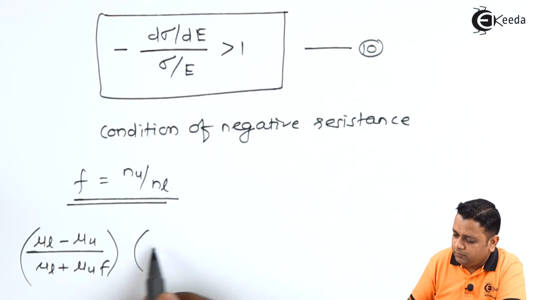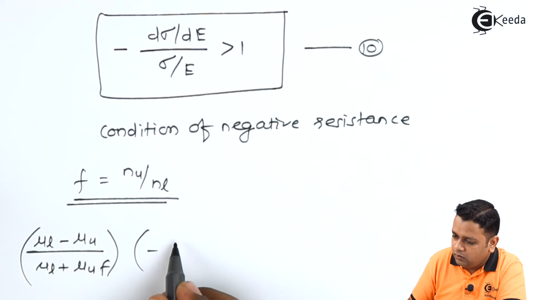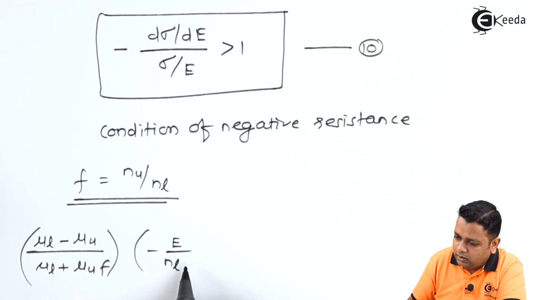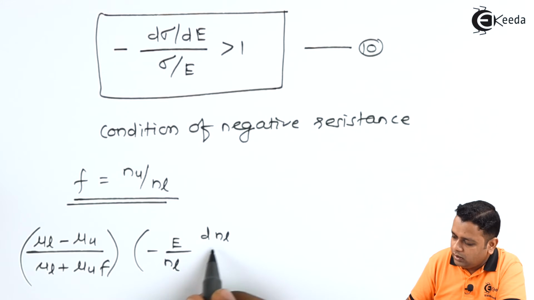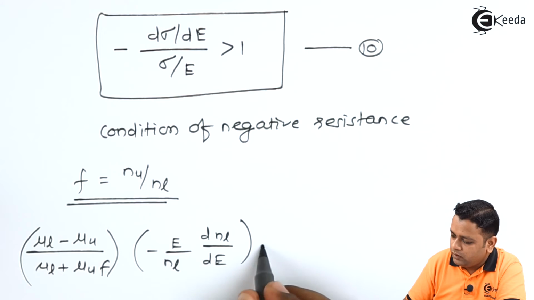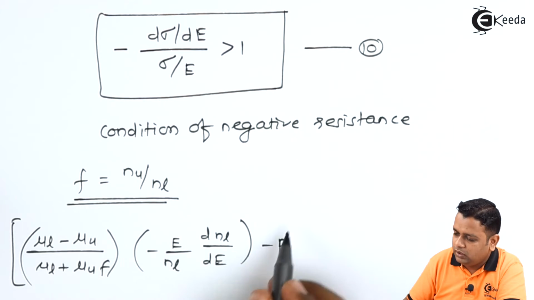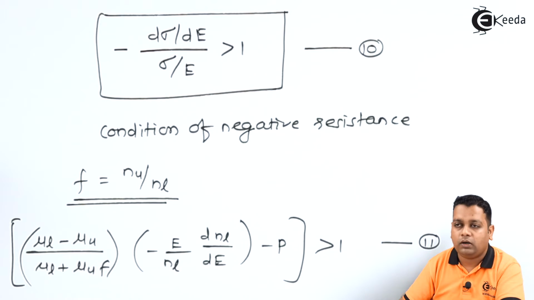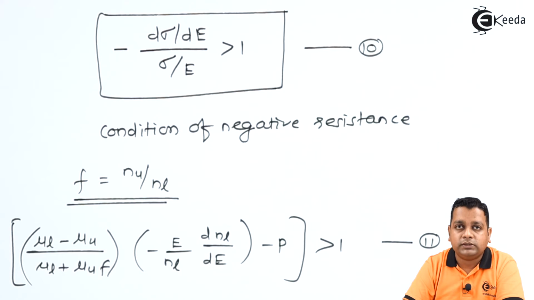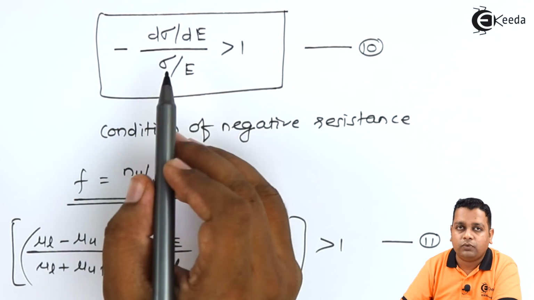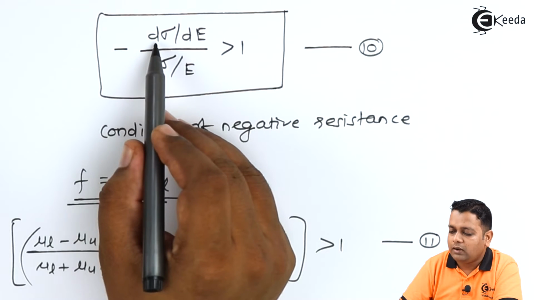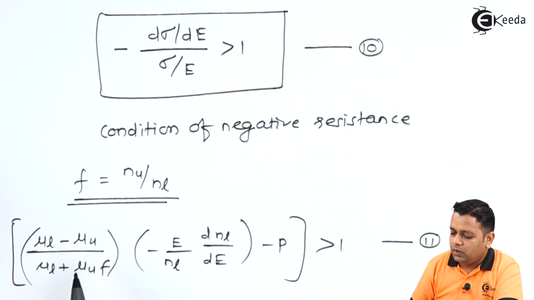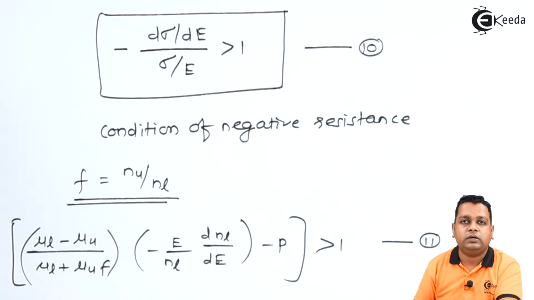This is one bracket in multiplication to minus, here we have capital E divided by NL and dNL by dA minus P. So this can be greater than 1. Let this be equation number 11. Here we have expressed the condition of negative resistance in terms of only sigma E and the differential of the two here, whereas here we have represented it by taking the help of mobilities and the concentrations also, along with the constant P here.